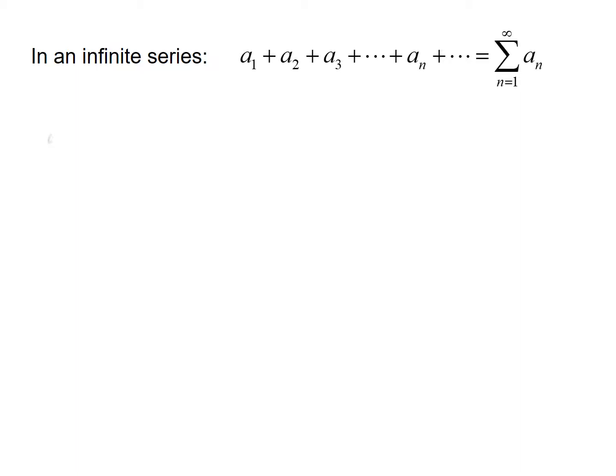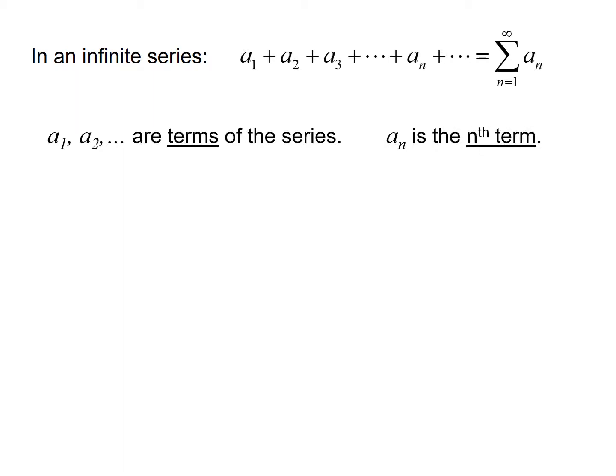Okay, if we take a look at an infinite series, these values a sub 1, a sub 2, we call those the terms of the series. A sub n is referred to as the nth term, so we use n to denote some arbitrary term somewhere out there along the way. We can look at partial sums, which is just when you add up the first n number of terms.